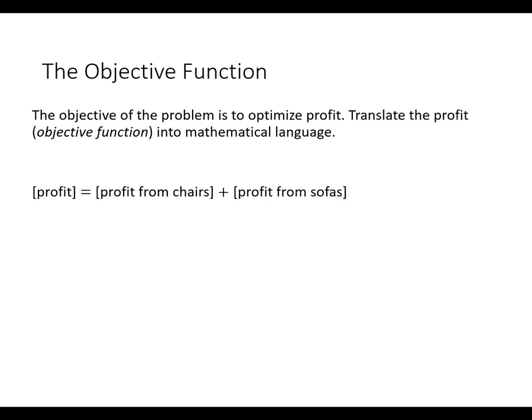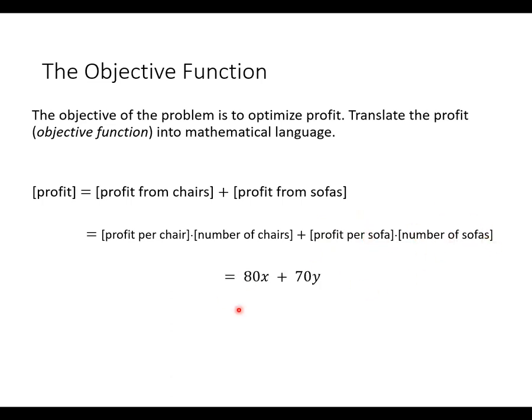Our total profit is the profit from chairs plus the profit from sofas. Remember, our profit per chair is multiplied by the number of chairs that we create, and our profit from sofas is also multiplied by the number of sofas we create. So profit per chair, this right here, is 80. The number of chairs was the variable X. Profit per sofa was $70, and the number of sofas was our variable Y. So this is what our profit expression will end up looking like.